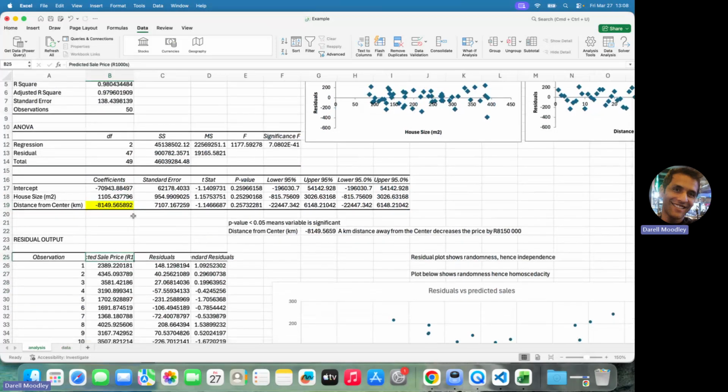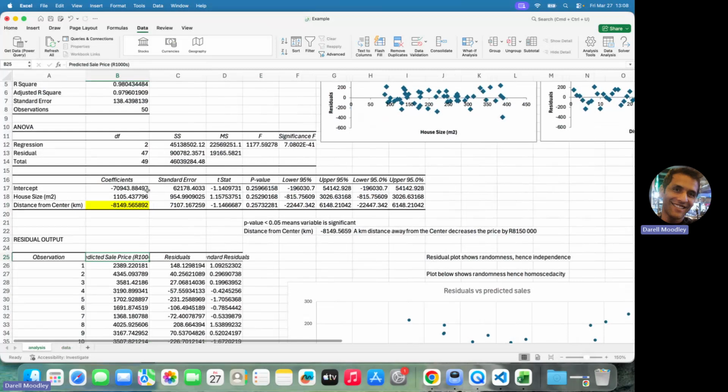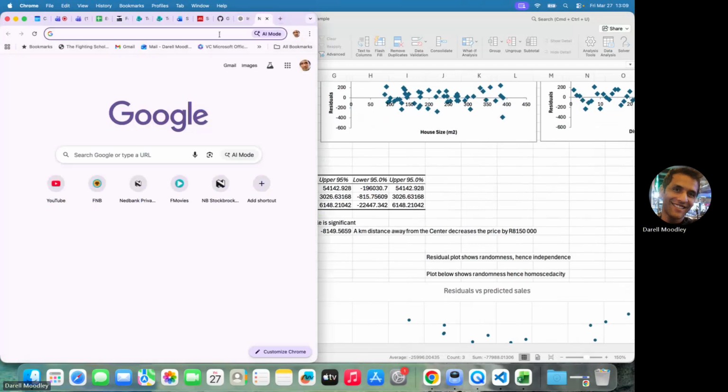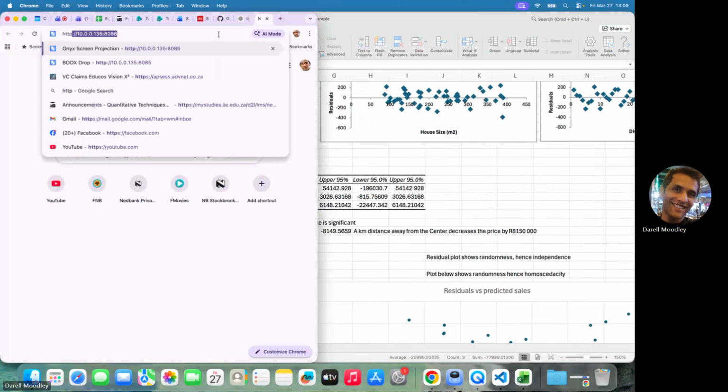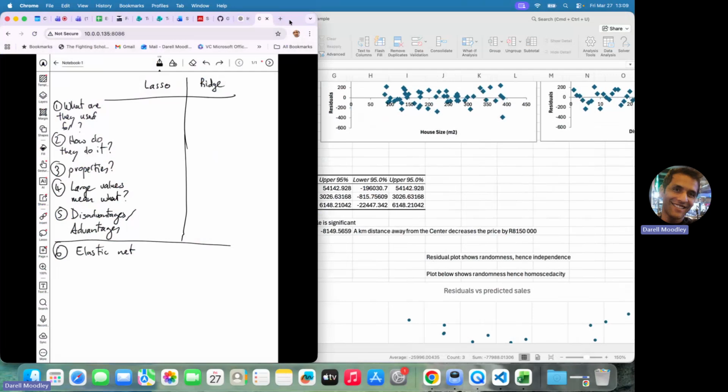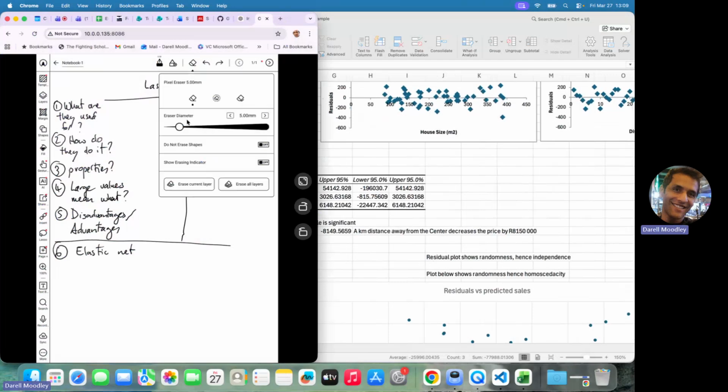So here you'll get your residual outputs. Let's see what you want to focus on. You also want to write out the equation for this line. Using these values, what is the equation? Let me do this on my whiteboard. I'll write out the values to show you how we write out the equation.